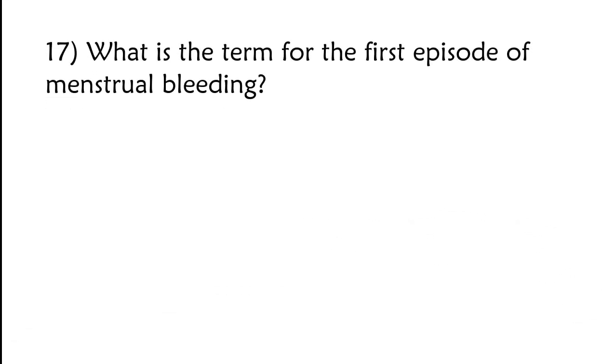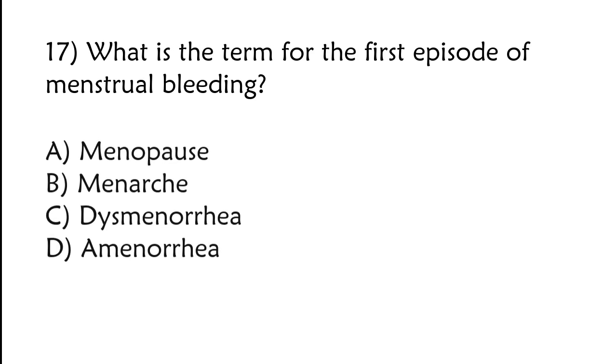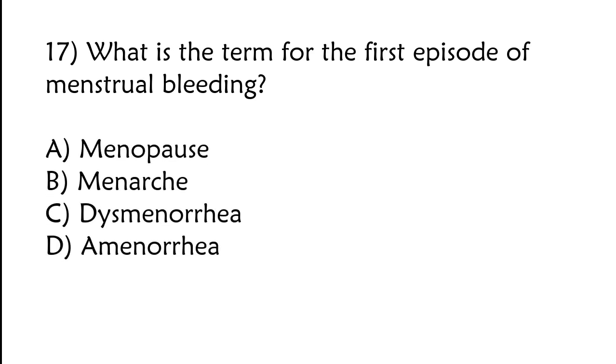What is the term for the first episode of menstrual bleeding? Menopause, menarche, dysmenorrhea, amenorrhea. The correct answer is option B, menarche.